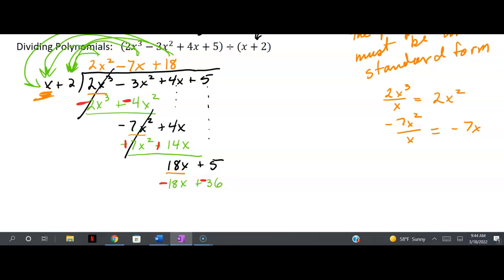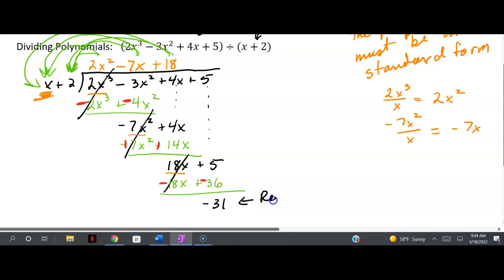Very important. Now, these are going to cancel out. The 18x minus 18x, that's supposed to happen. And what's 5 and negative 36? Negative 31. That is the remainder right there.